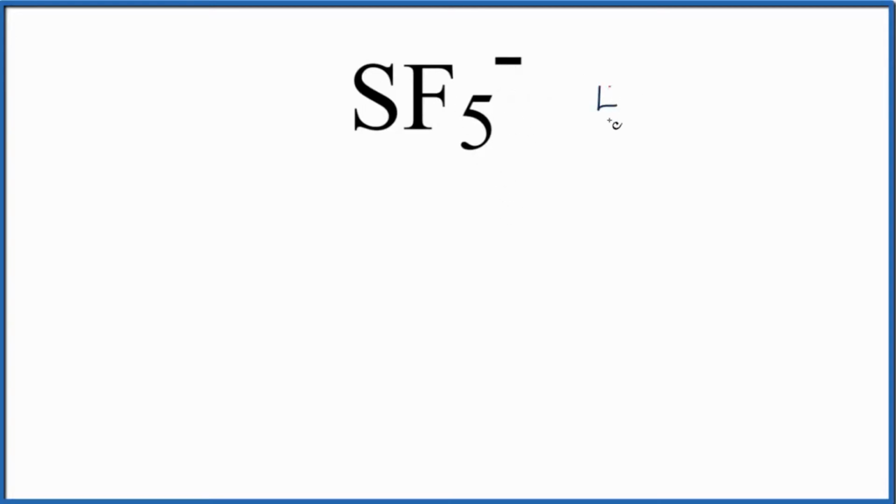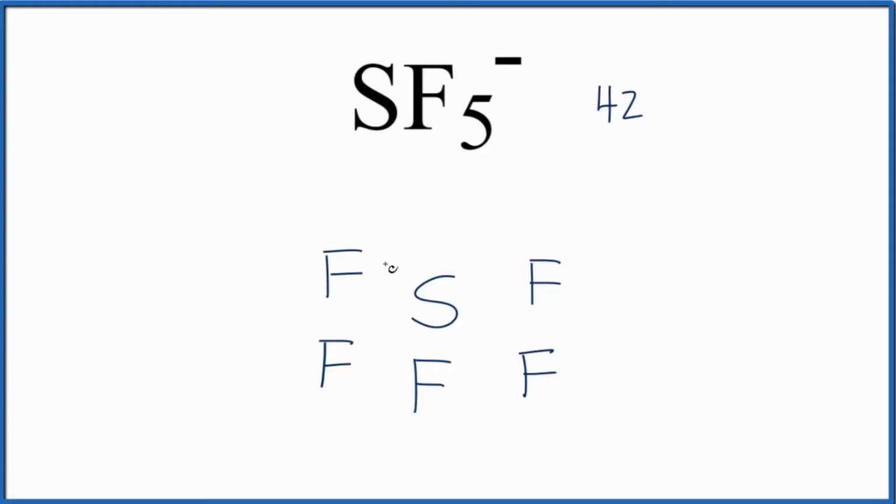SF5- has 42 total valence electrons. We'll put sulfur in the center. It's the least electronegative of these elements here, so we put our sulfur, and then we're going to put 5 fluorines around it. We'll place a pair of electrons between each of the atoms to form chemical bonds, and I'll just use a line to show that pair of electrons.